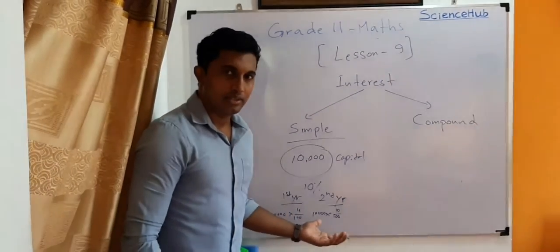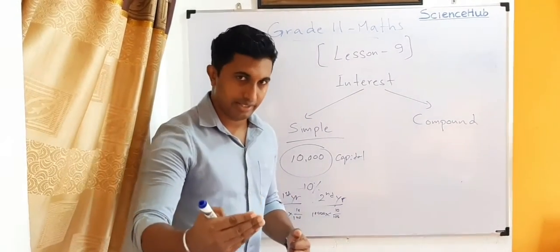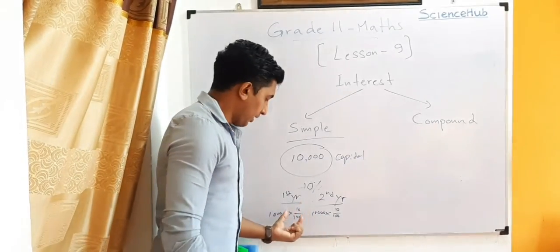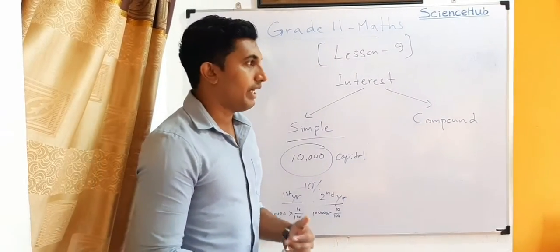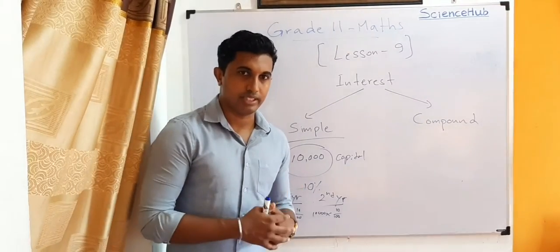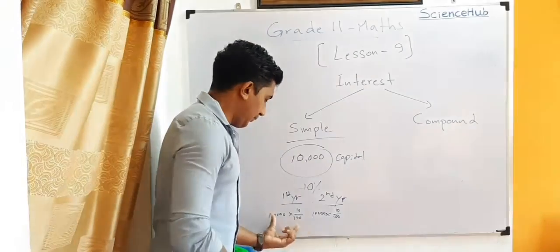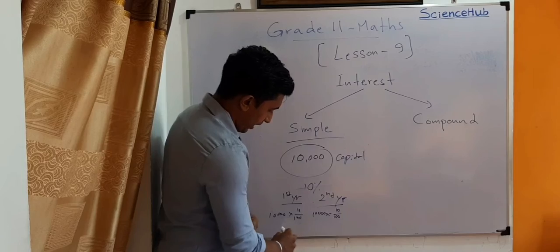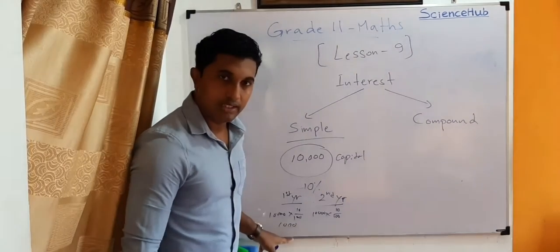That means after 2 years you will get two times the interest of 1 year. Now you get 100 into 10, which means 1000. 1000 is the interest for the first year.